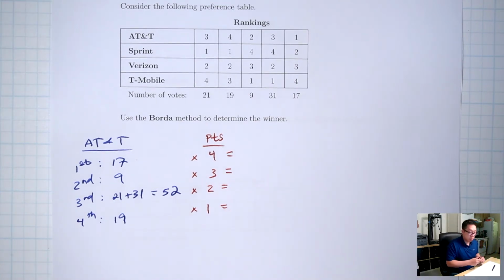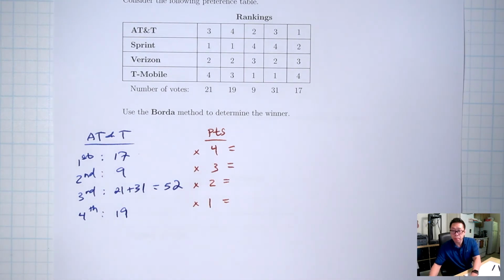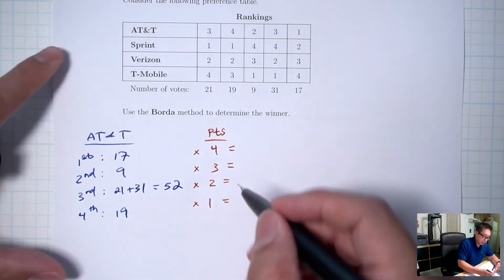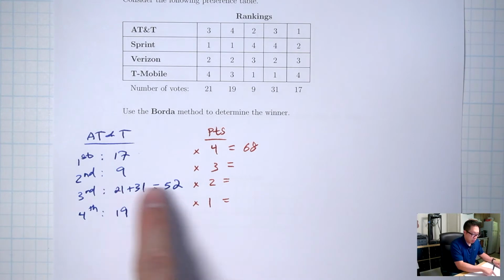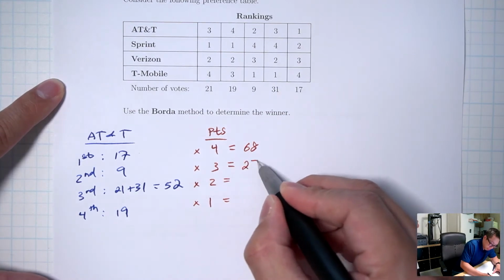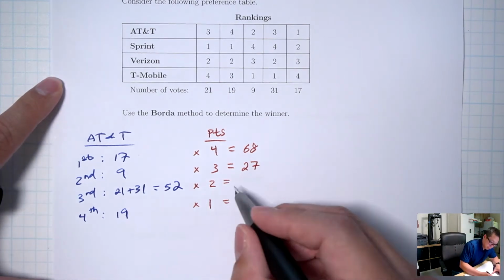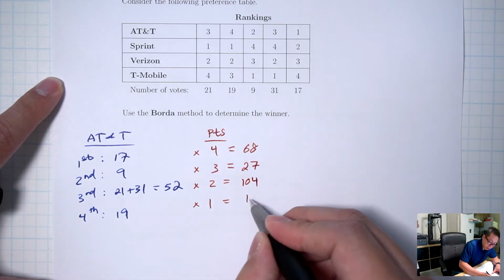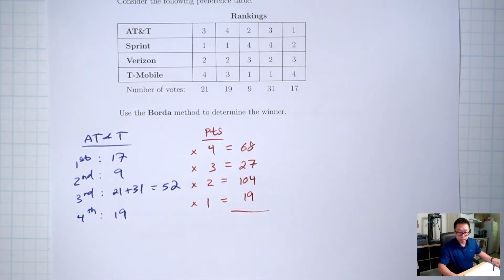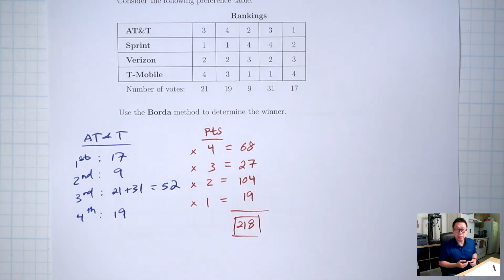Okay, and now we're going to multiply, right? So AT&T got 17 first place votes. Each of those will get 4 points, so 17 times 4, 68. 9 times 3, 27. 52 times 2, 104. And then 19 times 1 is 19. And then total up those scores. So 68 plus 27 plus 104 plus 19, 218. And that's called AT&T's total Borda score.